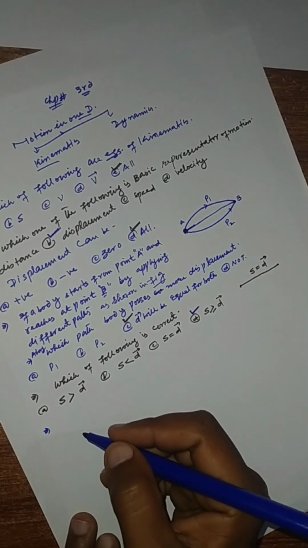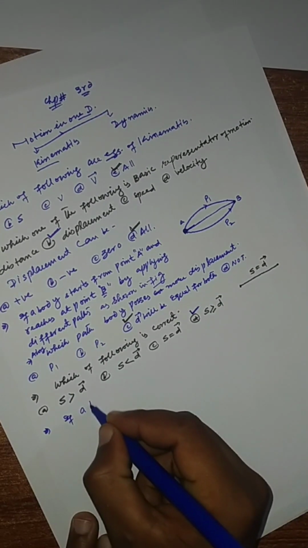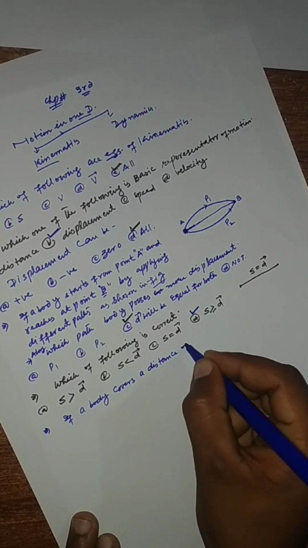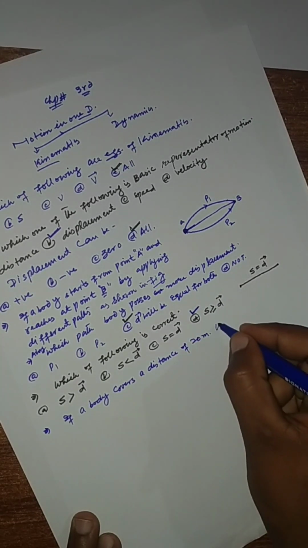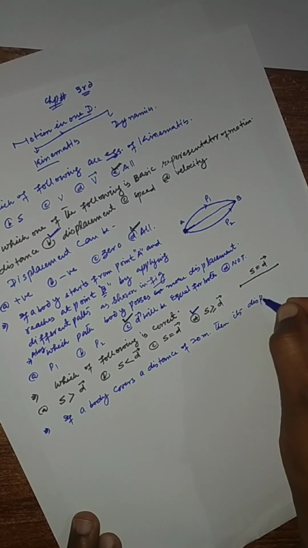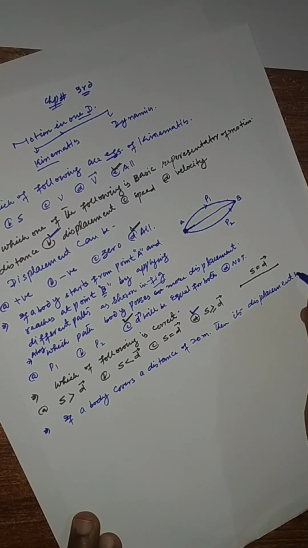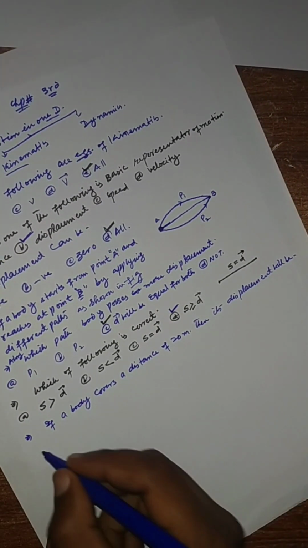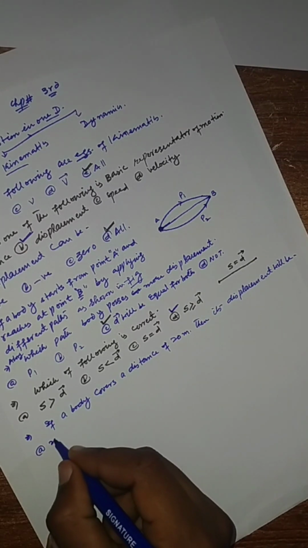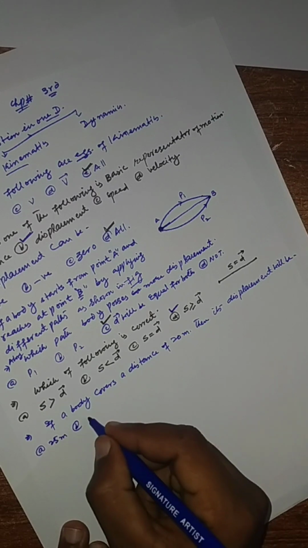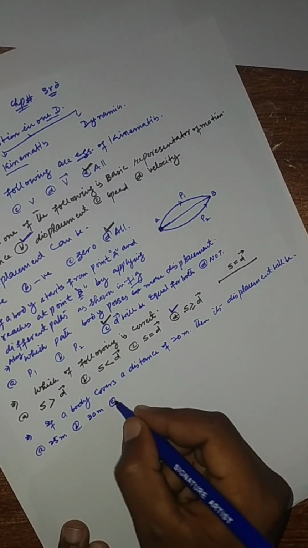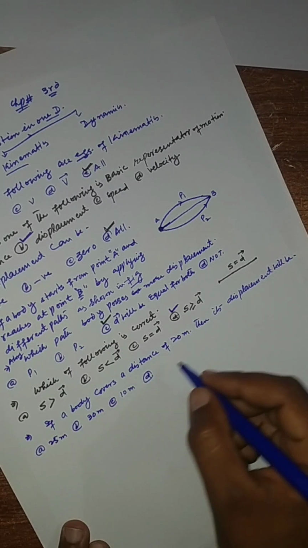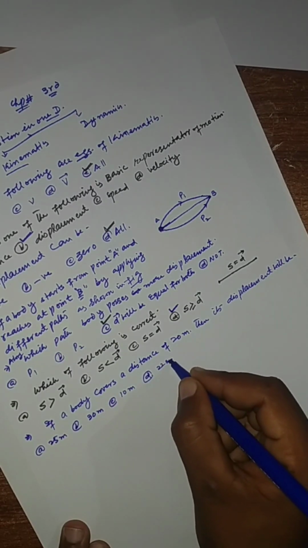Okay, let's say if a body covers a distance of 20 meter, then its displacement will be... Let's say displacement will be 25 meters, or we may say displacement will be 30 meter, or 10 meters, or 22 meters.